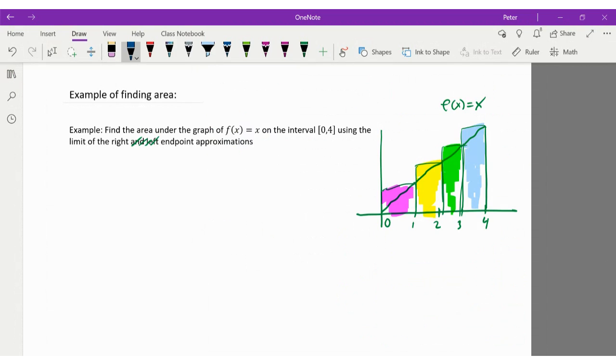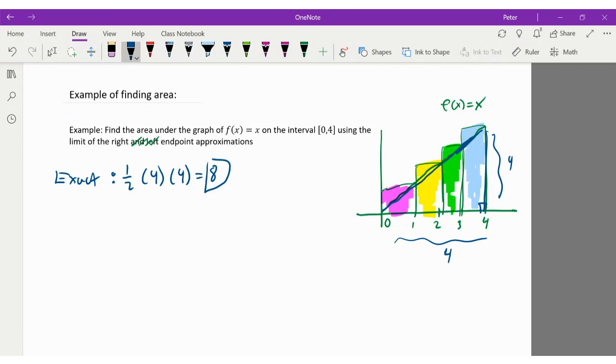Well, first of all, what is the exact area? This is just a right triangle. The area under this curve is just a right triangle with a width of 4 and an altitude of 4, a base of 4 and an altitude of 4. So that's just going to be 1/2 times 4 times 4, which is 8. So that's the exact area. Let's see what happens if we use this approximating method with rectangles and to see if we get the same area.